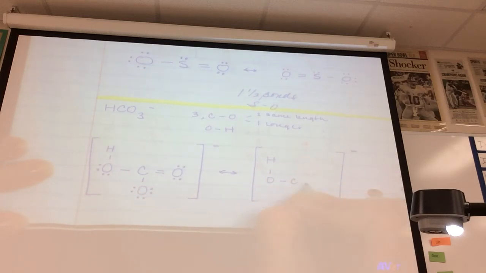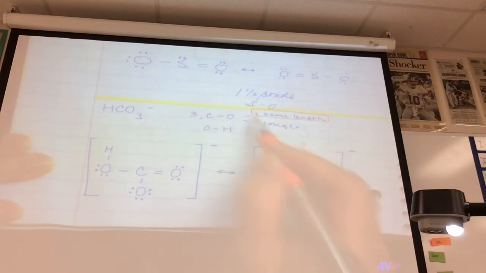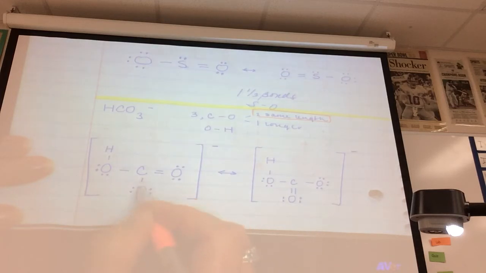But how do you know when you're supposed to make two and when you're supposed to make one? Well, is it really a double and a single? Technically it's 1.5. Exactly. So you have resonance here. Now understand what this is saying. Two of the bonds are the same length because you don't really have a double and a single here. You really have 1.5. That's why these are the same length.